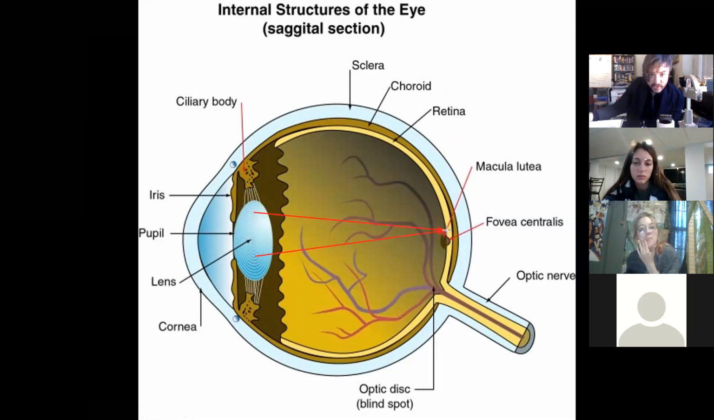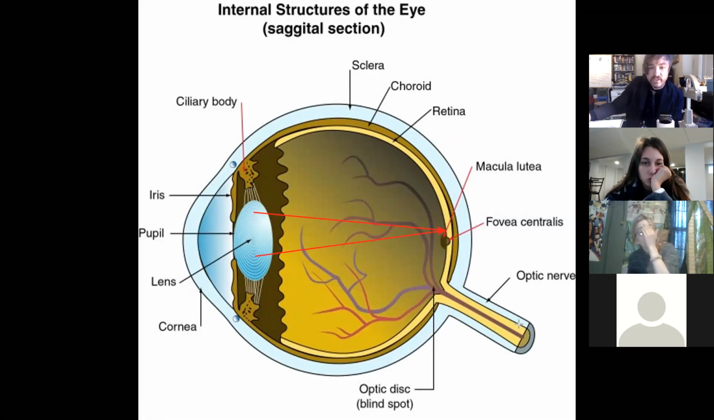These rays are brought to a focus point at your retina, and at the retina, the light is converted into an electrochemical signal that goes to your brain, and it tells you what you're looking at, like mint chocolate chip ice cream or something.